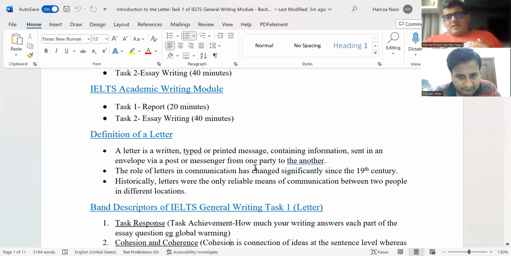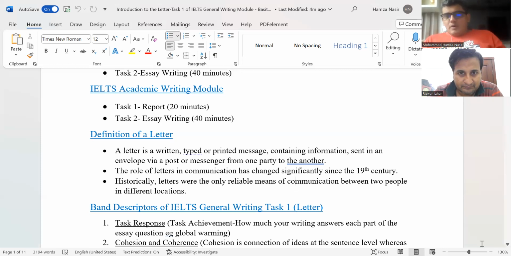The role of letters in communication has changed significantly since the 19th century. Historically, letters were the only reliable means of communication between two people in different locations. If one gentleman was sitting in Iran and another in Australia, they would correspond through letters. Obviously, it was a slow process. It took a long time for the message to reach from one party to the other, and there was a very high prospect of the message being lost or distorted, because of the long distances it had to travel.